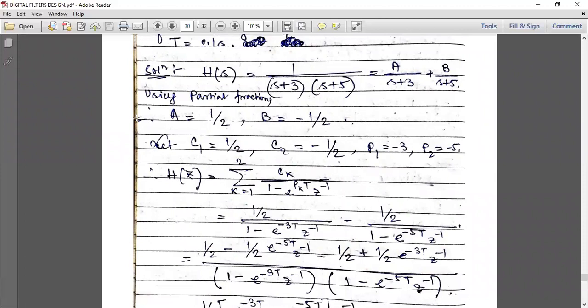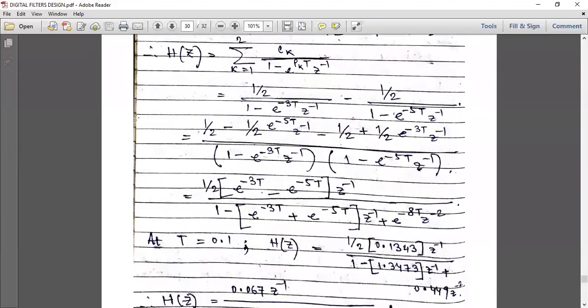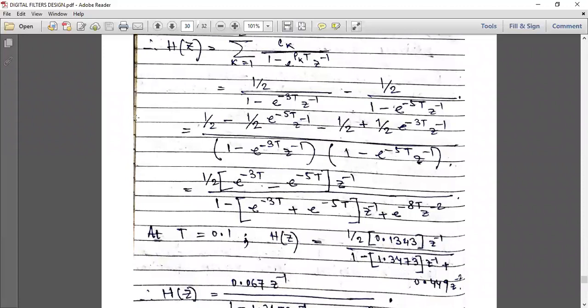And pk also p1, p2. So 1p is for minus 3, 1p is for minus 5. So you can find the two terms. Then simplifying those two terms, we get half into e to the power minus 3t minus e to the power minus 5t into z inverse by 1 minus e to the power minus 3t plus e to the power minus 5t into z inverse plus e to the power minus 8t into z to the power minus 2.